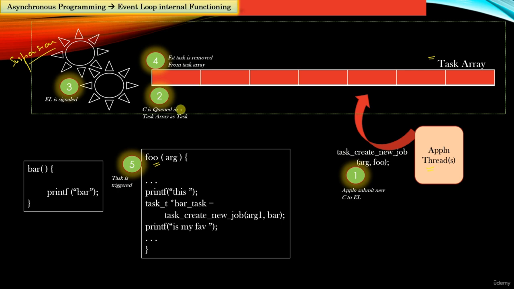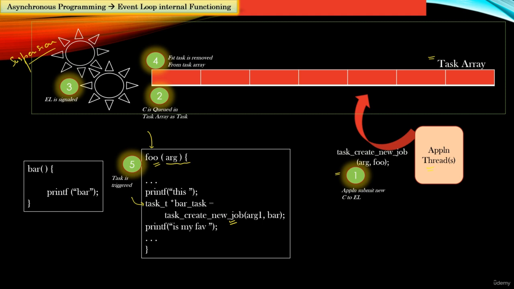So note that the computations are triggered in the context of the event loop thread and not in the context of the application thread. The application had handed over its computation to be performed to the event loop thread in step number 1. Now in step number 5, this computation is triggered. And you can see in this line of code that the computation itself is creating a new computation again.